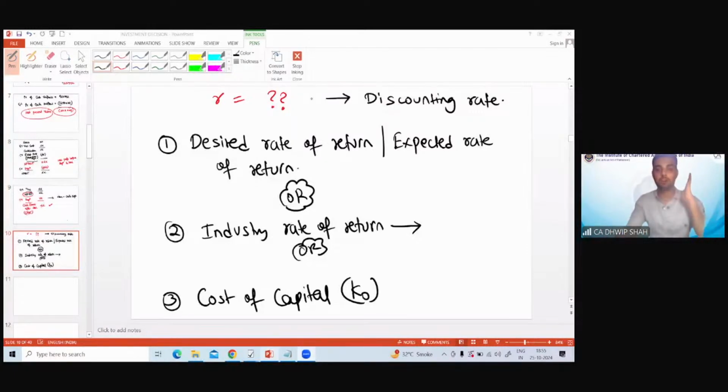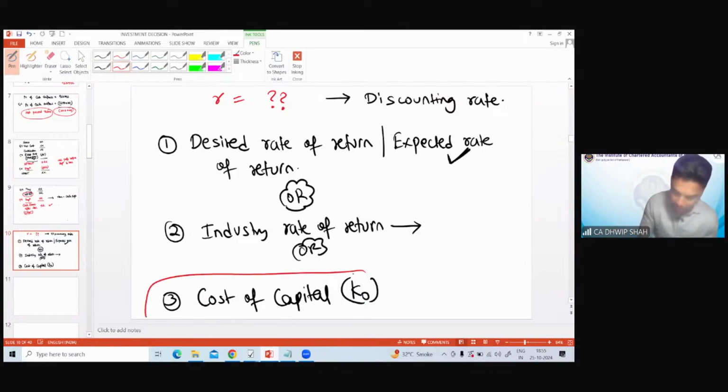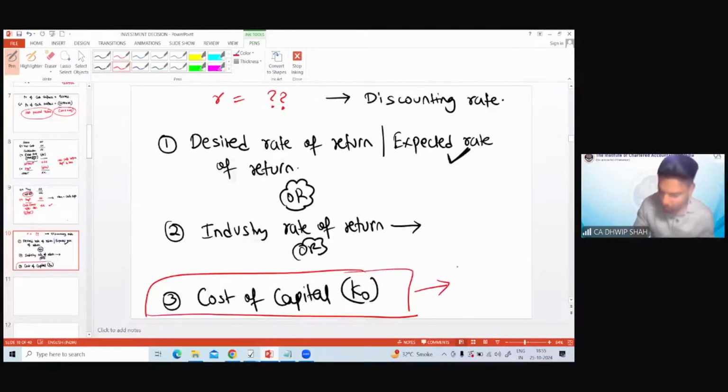But from the practical scenario, because I was in a financial profile in one of the blue chip companies, we used to take the discounting rate based on our wish from that project. This is the practical scenario, but from the exam point of view, in 90% of the questions your discounting rate would be KO from the examination point of view. KO.